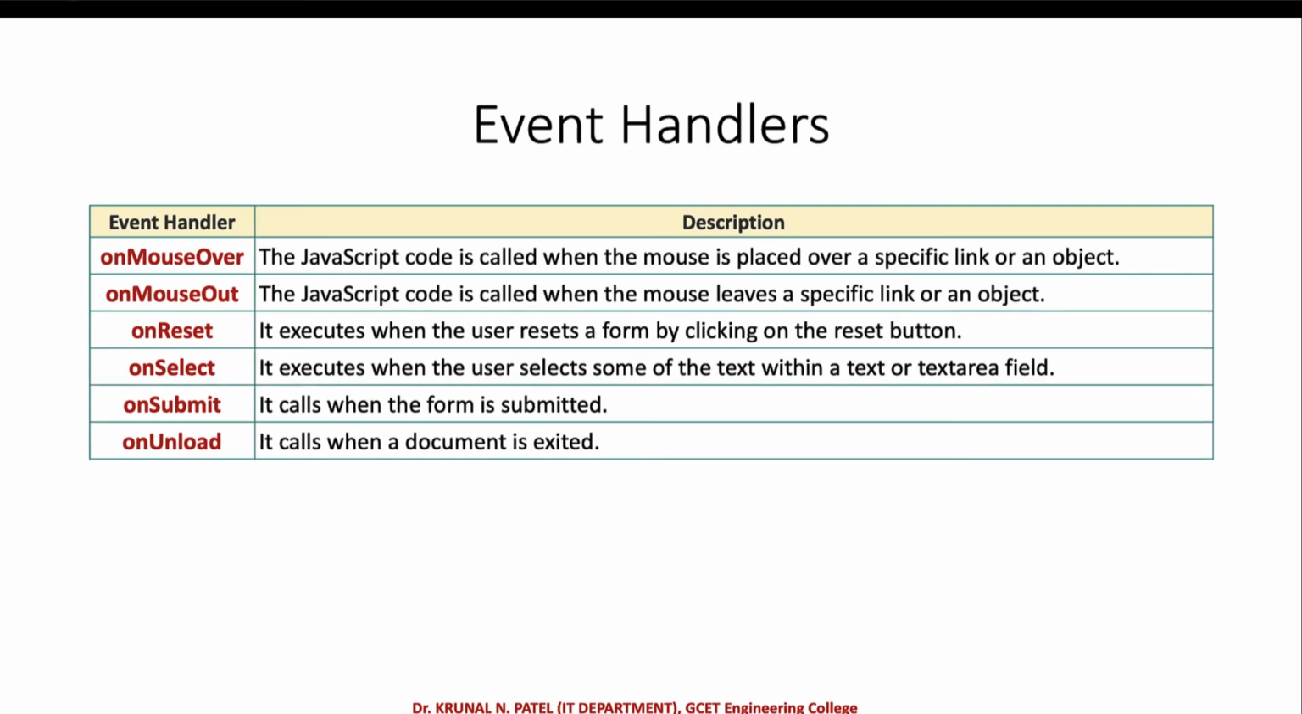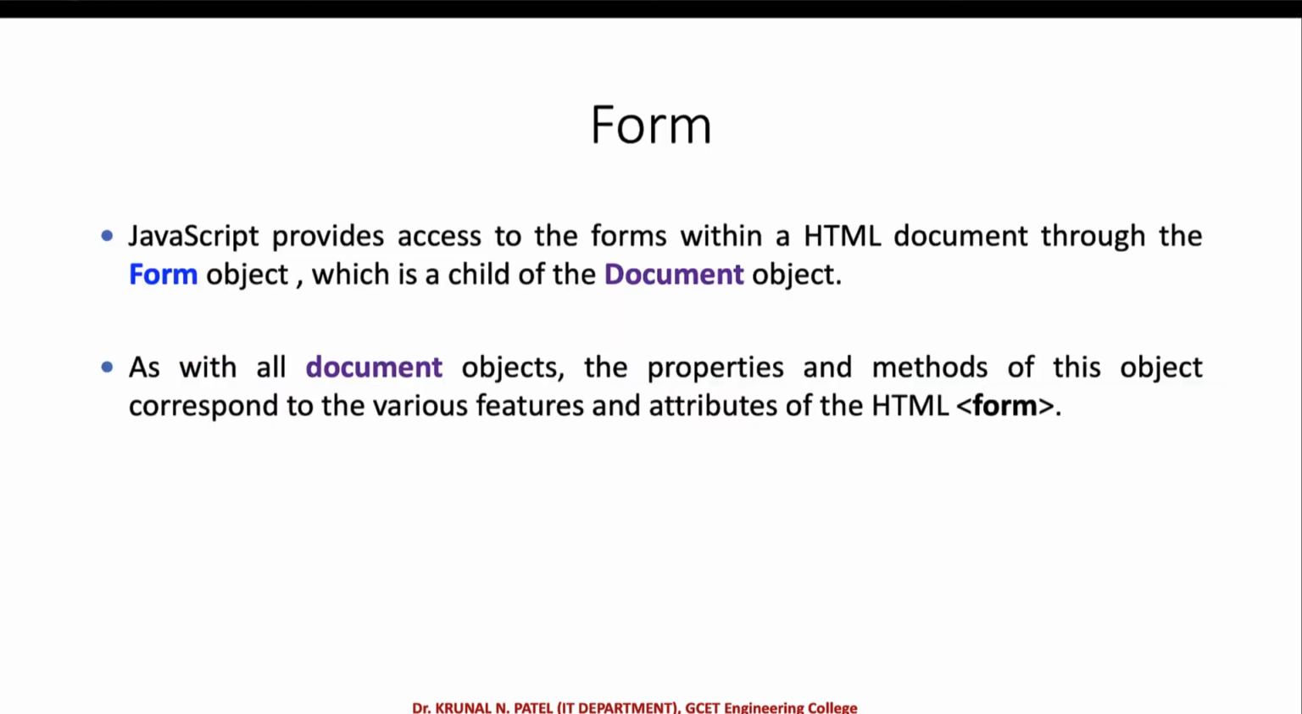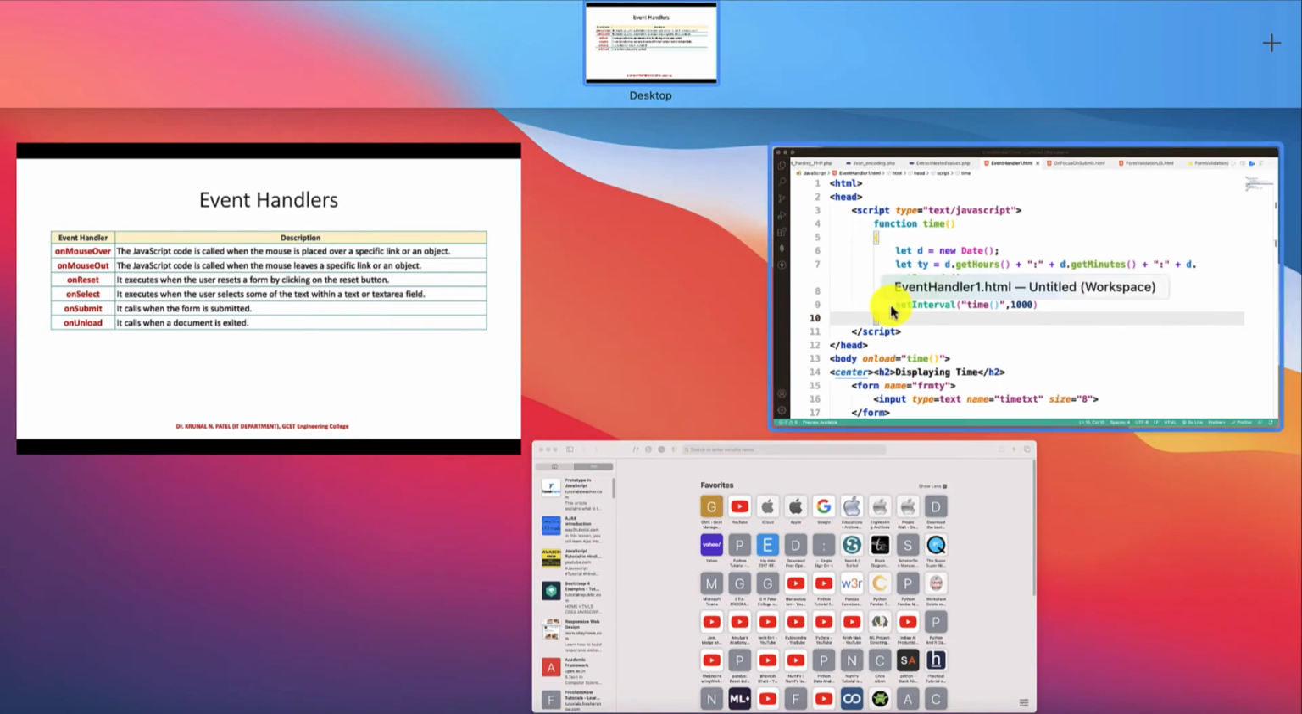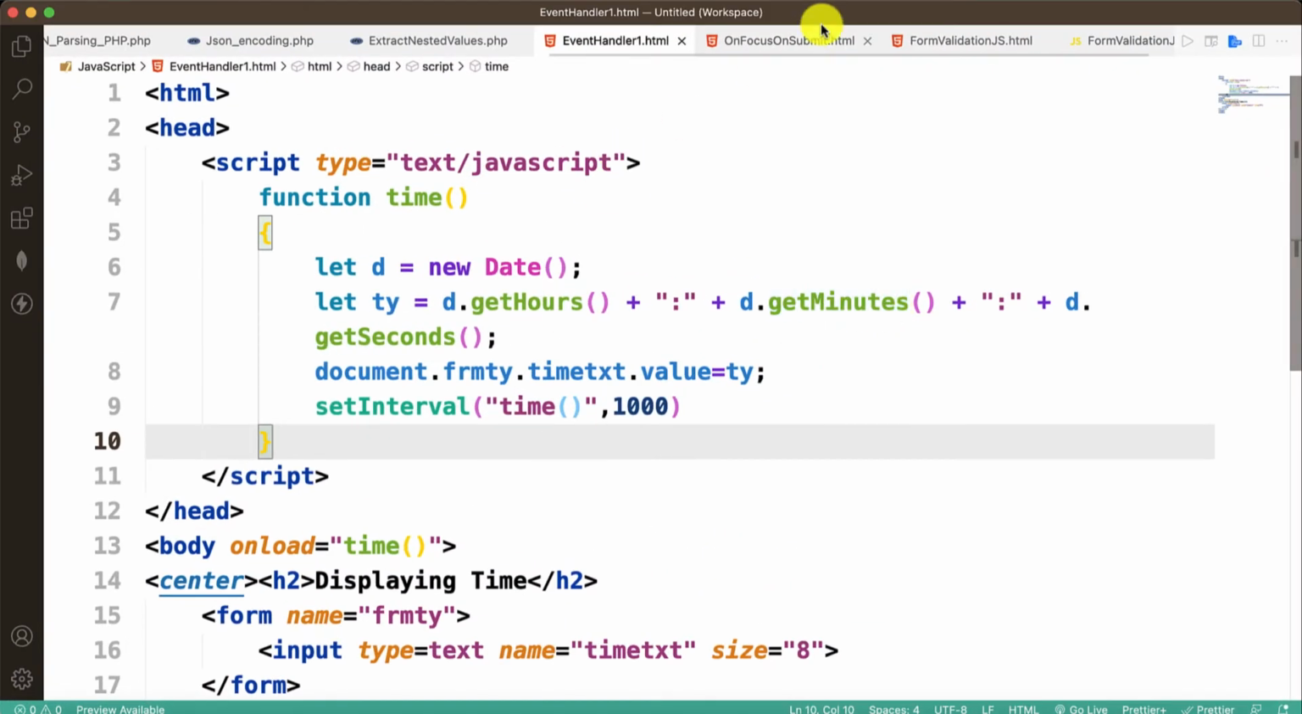Other events related to the mouse are onmouseover, onmouseout, onreset, onselect, onsubmit, and onunload. You can use any of these as and when you require them. So let's go through one event handling example so you get an idea about it.